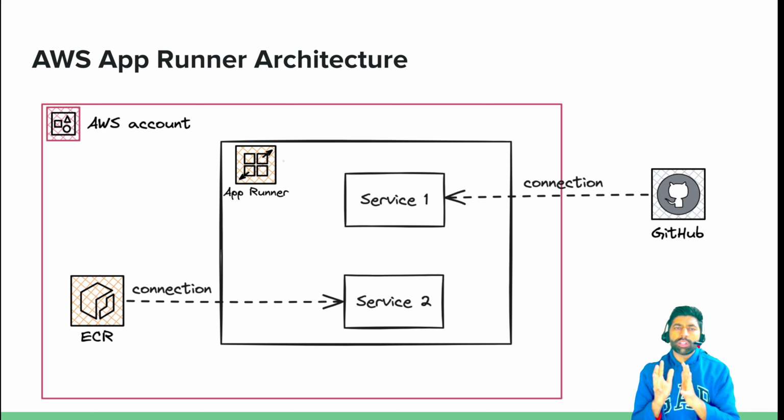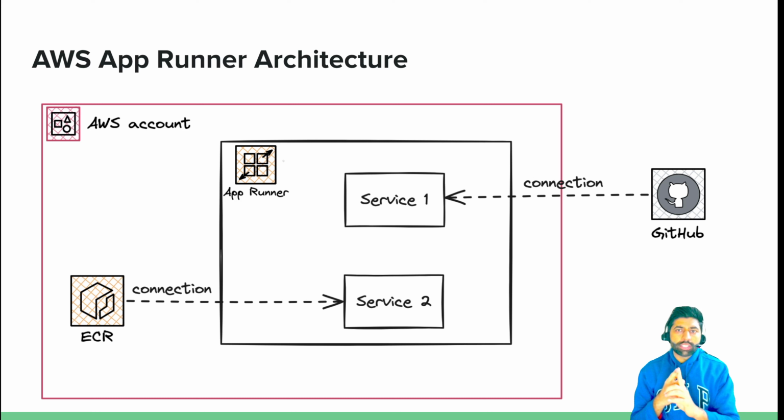So let's see how the architecture of AWS App Runner looks. Primarily, AWS App Runner allows you to create a service by two mechanisms. First, you can connect to a source code repository directly and create a service from that source code. Here I have taken an example of GitHub in the diagram. However, it also supports other source code repositories such as Bitbucket, etc.